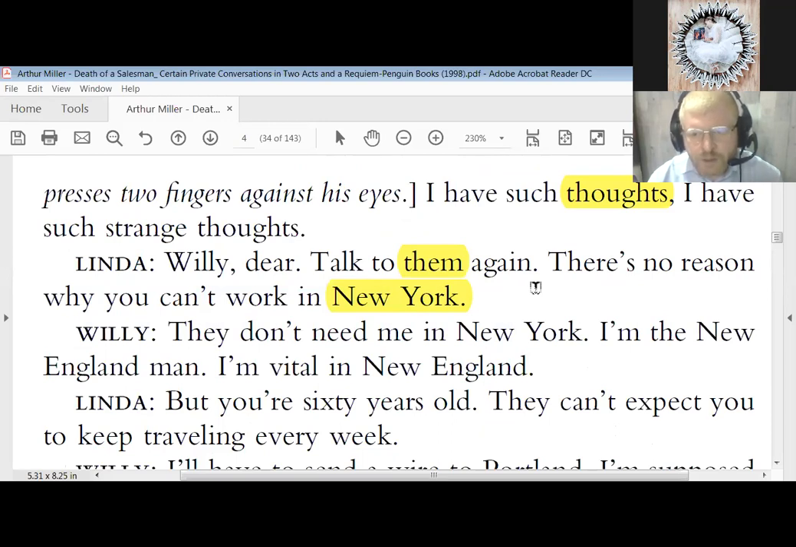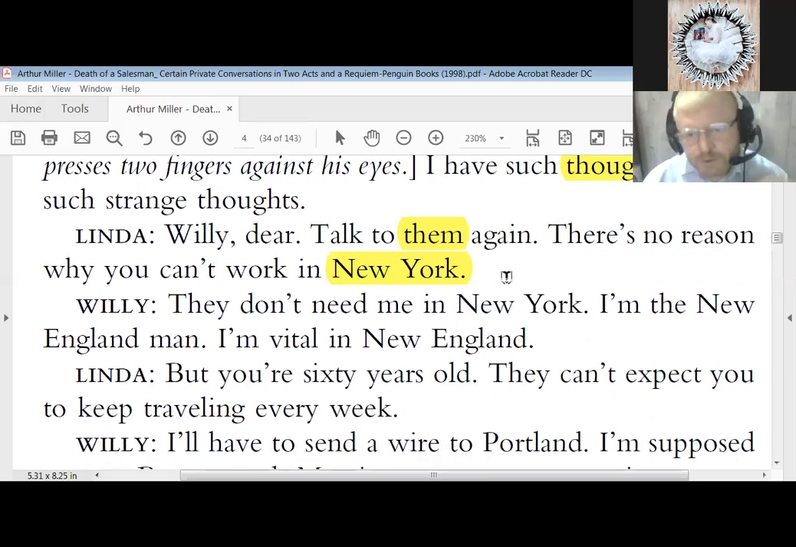Okay, so what is the problem really with Willie Loman is that he is living in New York, but he has to go to other cities. So because he is old enough, he's over 60 years old, he needs to stay in the city and work in the city. Okay, and this is the problem with Willie Loman.